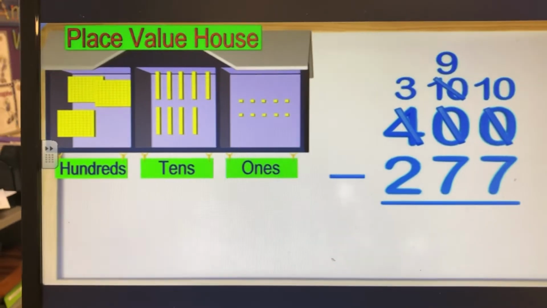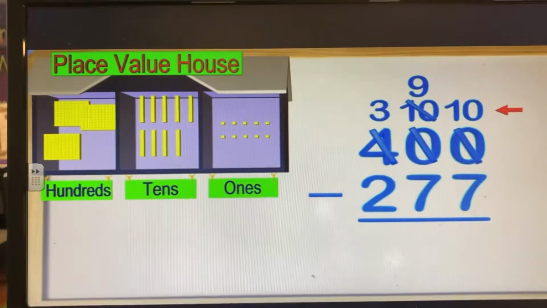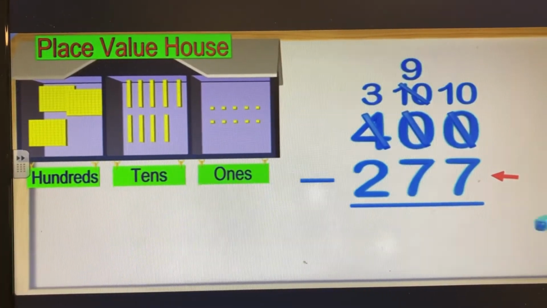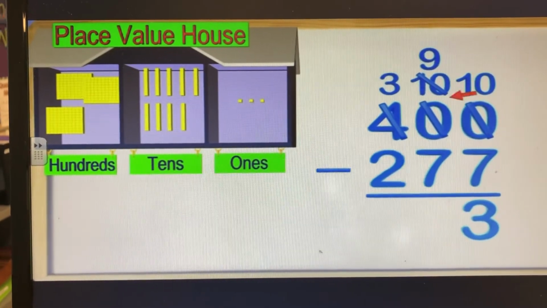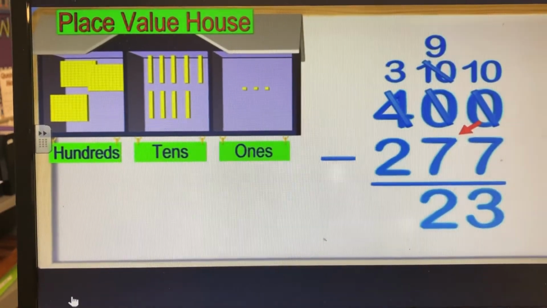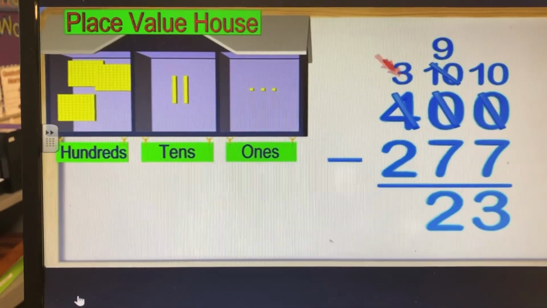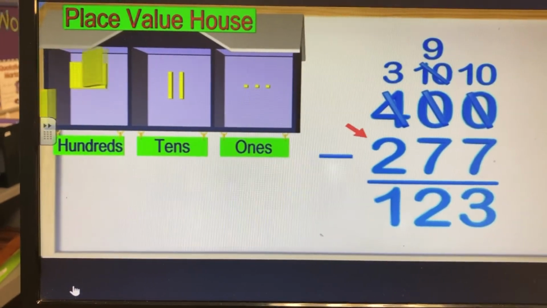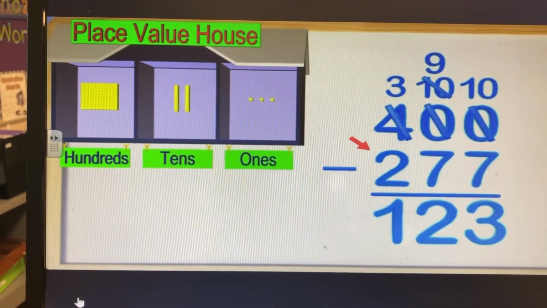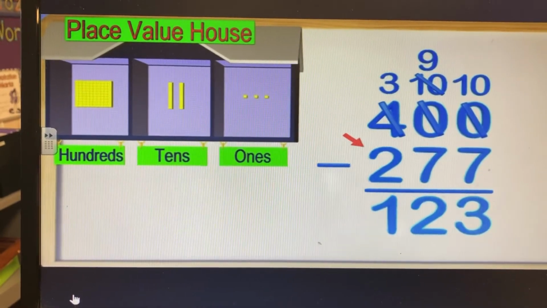Great job, guys! Now we have 10 subtract 7, which gives us 3. On to the tens place, we have 9 subtract 7, which gives us 2. In the hundreds place, we have 3 subtract 2, which gives us 1. The answer is 123. That was so cool! Awesome job!